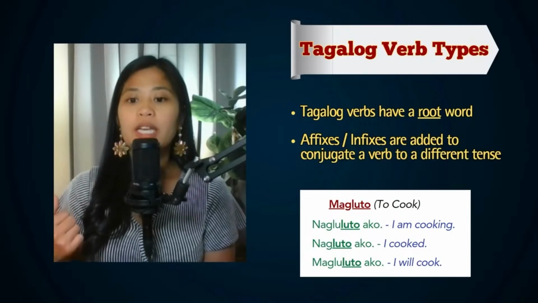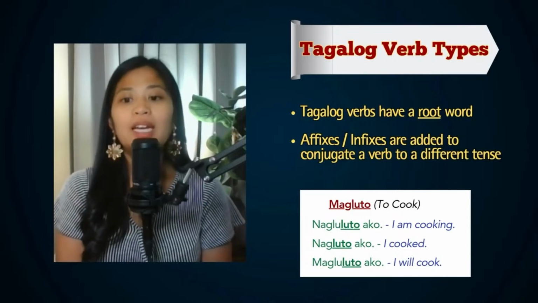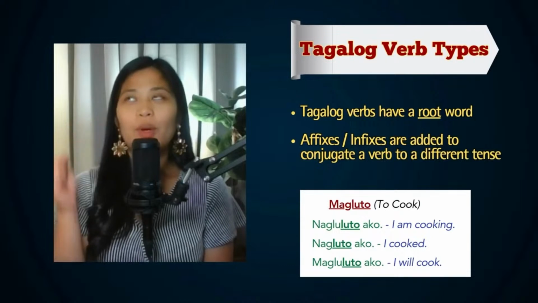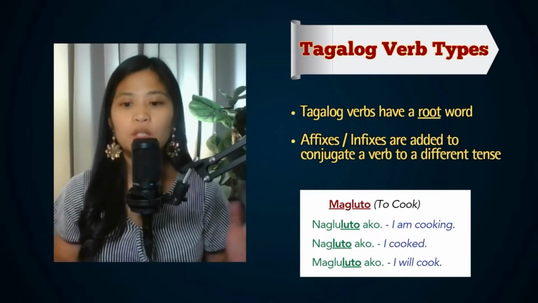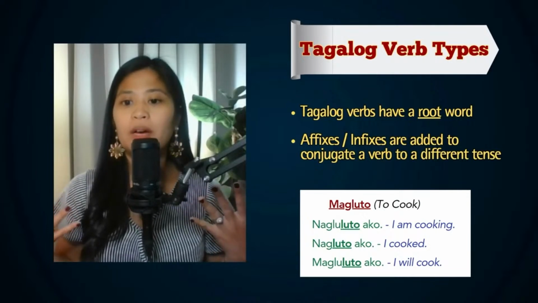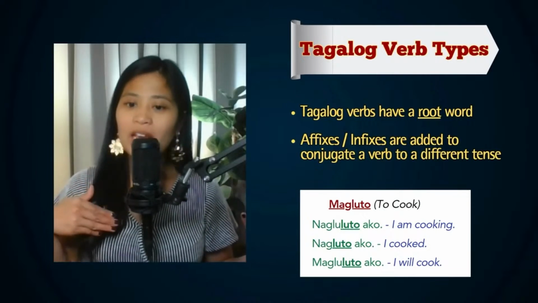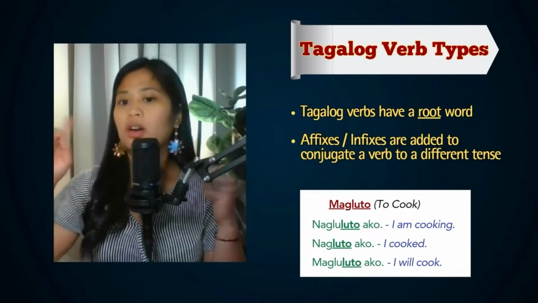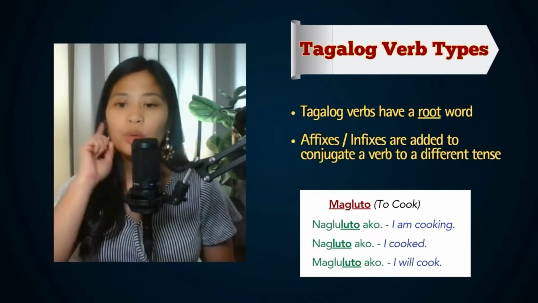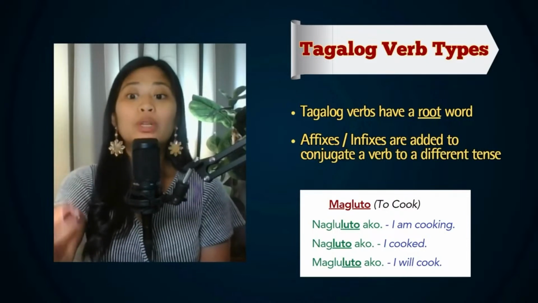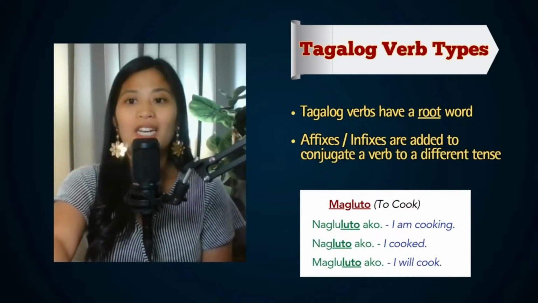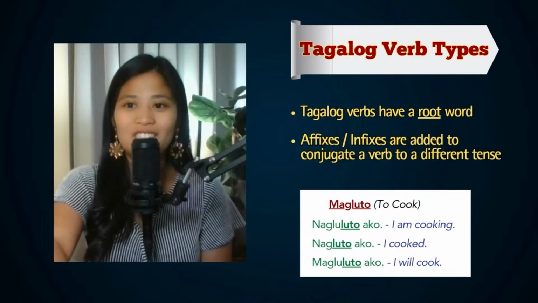So if I heard someone say, oh, nagluto ako kahapon, then I would say to myself, okay, I know luto means to cook. Now I have to use context clues to figure out, are they talking about something that happened yesterday, or are they cooking right now, or are they going to cook tomorrow? So if you can pick out root words when you're listening to Tagalog, that will really help with the translation and understanding of the language.